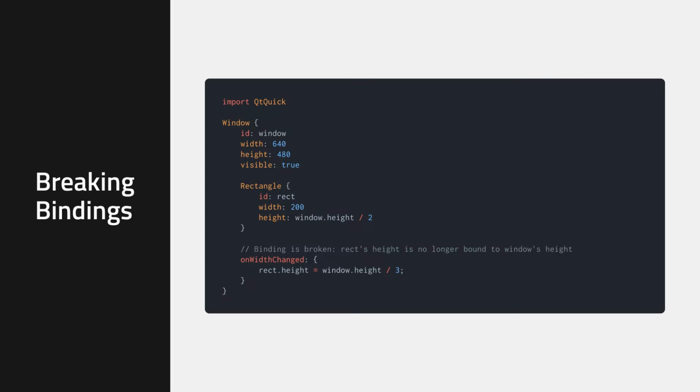Now that we understand how property bindings create reactive interfaces, let's explore how applications respond to user input and events. In the next video, we'll dive into QML's signal and event handler system, the communication mechanism that makes interactive applications possible.